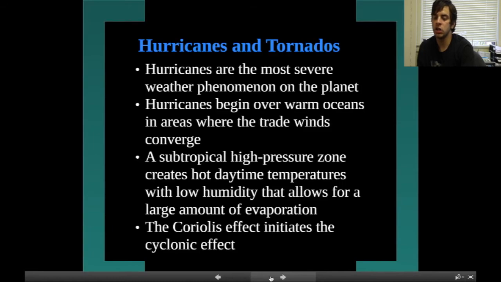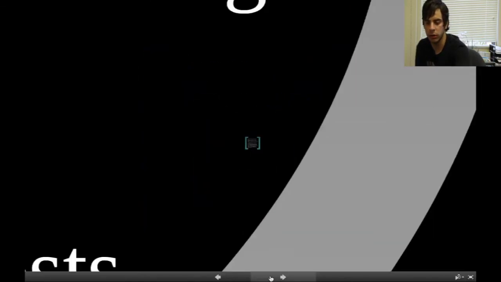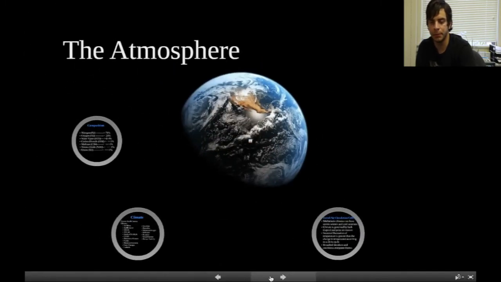The Coriolis effect initiates this cyclonic effect. Again, the Coriolis effect is what causes wind to not travel in a straight path. You know, it starts to curve and then eventually turns into a hurricane, or it could potentially turn into a tornado. So that's it for the atmosphere.